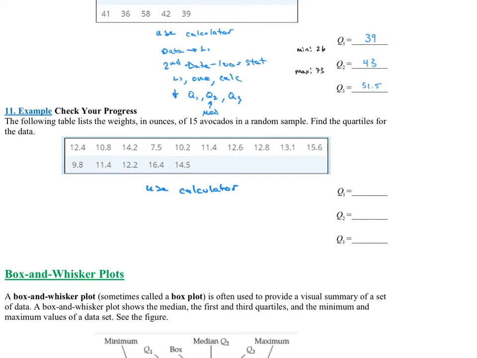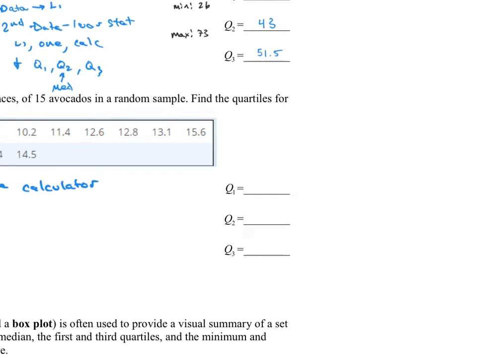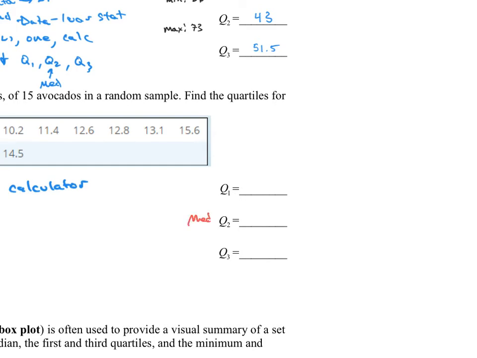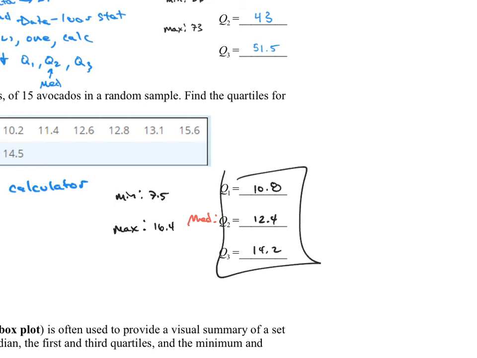I want you to scroll down, and I want you to get, again, the quartiles. Again, Q2, remember that's the median. And then I also want you to get that min and that max. Do that now and see what you get. I'm getting a min value of 7.5, a max value of 16.4. My first quartile I got was 10.8. Second quartile was 12.4. Then that third quartile was 14.2. So all this problem asks for is the quartiles. Again, we're going to use the min and max later, so I wanted you to write those down.